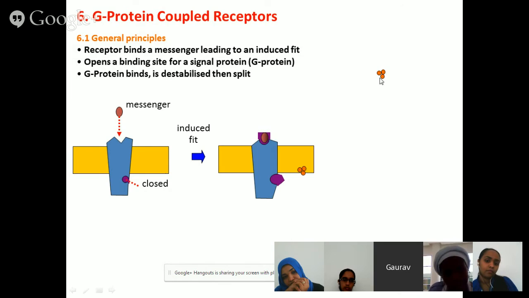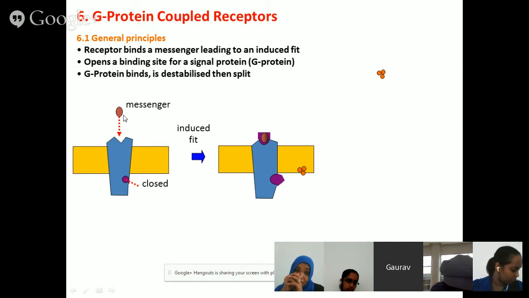You can see here this trimeric structure. This trimeric structure is also called G protein subunits. It has three subunits, called alpha, beta, gamma subunits. This trimeric structure is called a G protein subunit structure.